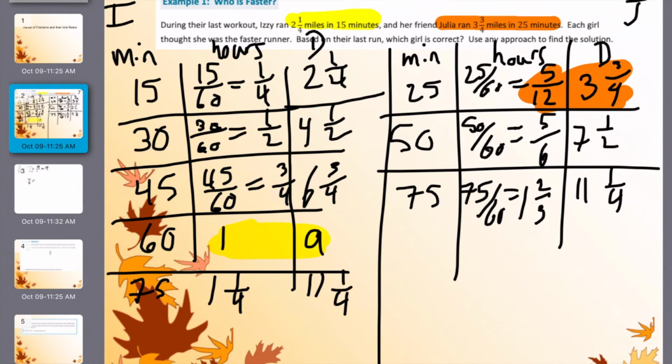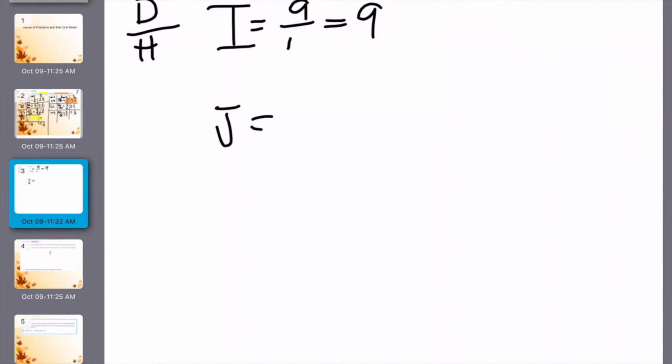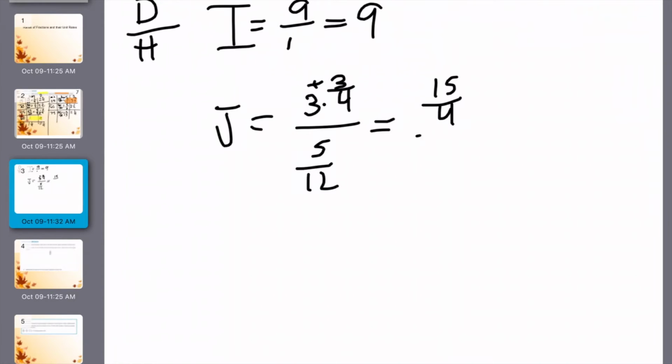So 3 3/4 miles in 5/12 of an hour. So 3 3/4 over 5/12. This means I have to divide by a fraction, which means that I end up multiplying by the reciprocal. But the first thing I'm going to do is take this 3 3/4, this mixed number, and make it an improper fraction, which means I do 3 times 4, which is 12, plus my numerator 3. So I'm going to get 15/4 over 5/12.